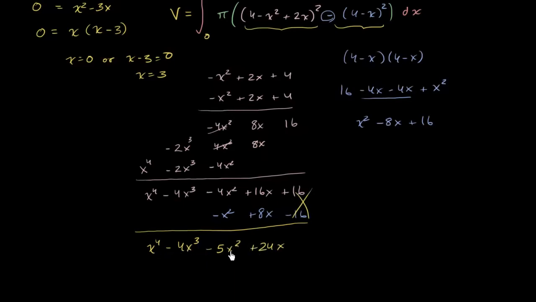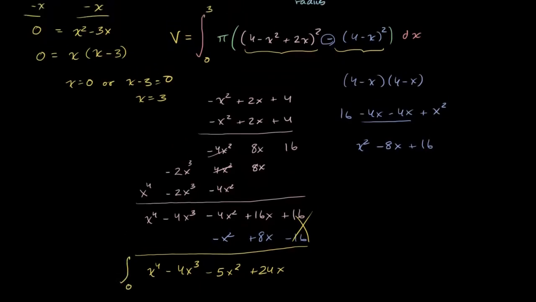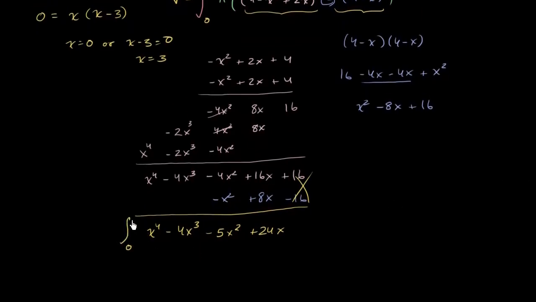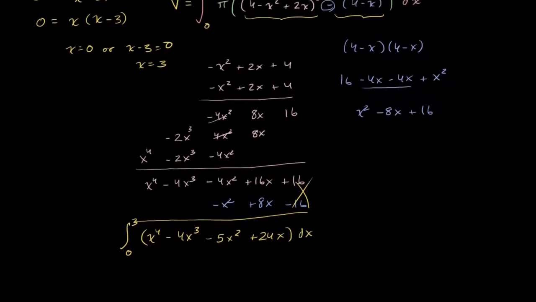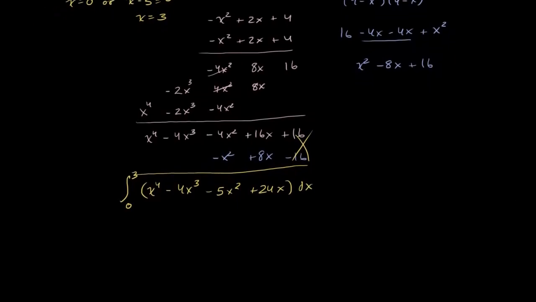And so that's the inside of our integral. So we're going to take the integral of this thing, just so I don't have to keep rewriting it, from 0 until, if I remember correctly, 3. Yep, from 0 to 3 of this dx. And then we had a pi out front here. So I'll just take that out of the integral. So times pi.